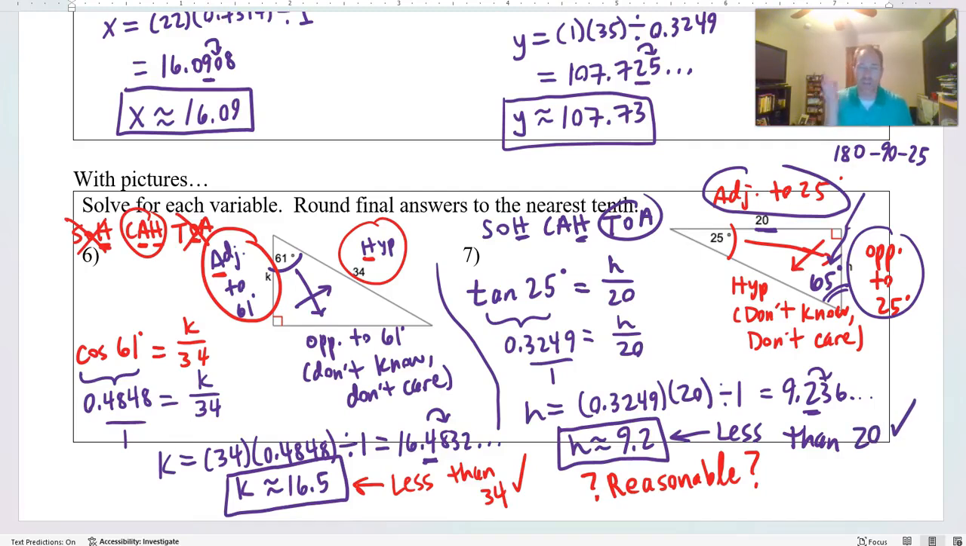So I just always encourage you to think about, is my answer reasonable? Because sometimes that can help you spot a mistake. If you have an answer that seems unreasonable, it's probably wrong. You probably have a mistake somewhere.